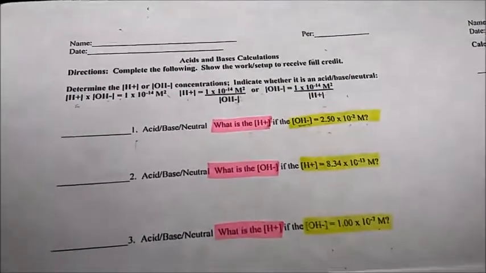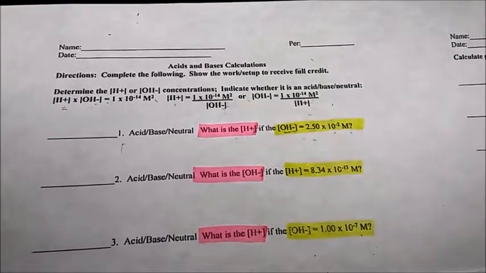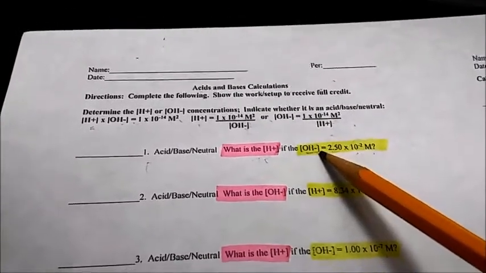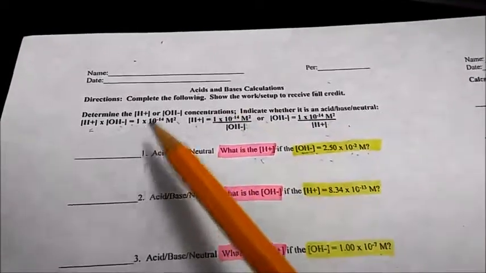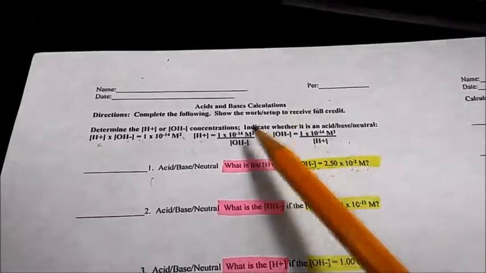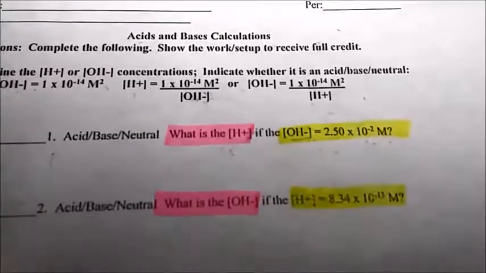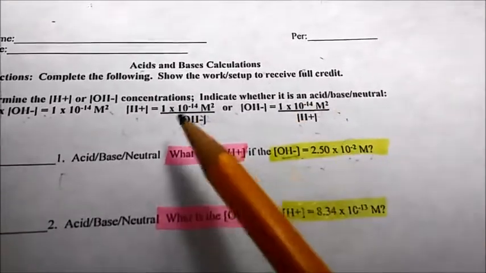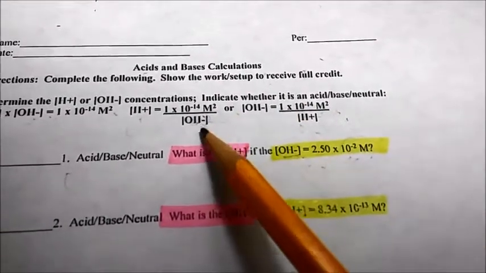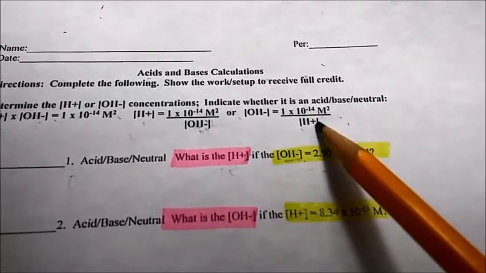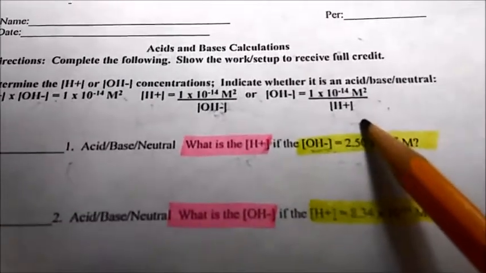Perform acid-base calculations. For the first problem, they're asking us to find the hydrogen ion concentration, which is this symbol right here, and they're giving us the hydroxide ion concentration. There are really two formulas given to us. If you notice, they're pretty much exactly the same. Both of them have 1 times 10 to the negative 14, and the only difference is that here you enter your given hydroxide ion concentration, and over here you enter your given hydrogen ion concentration.